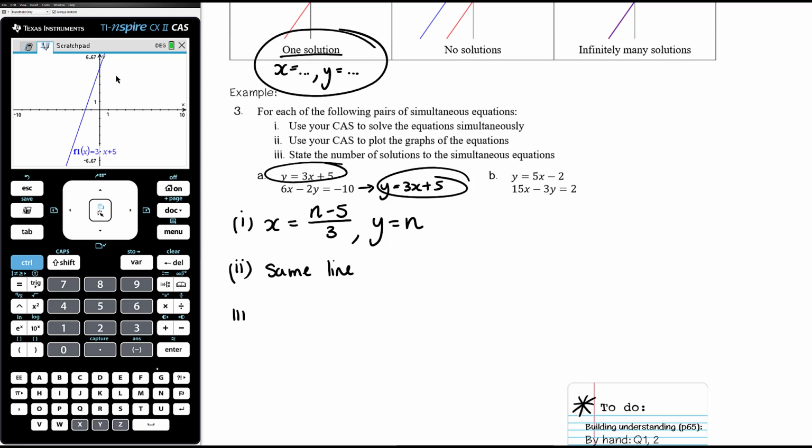And so for part 3, if they are the same line, solving these 2 equations simultaneously means that they will have infinitely many solutions.